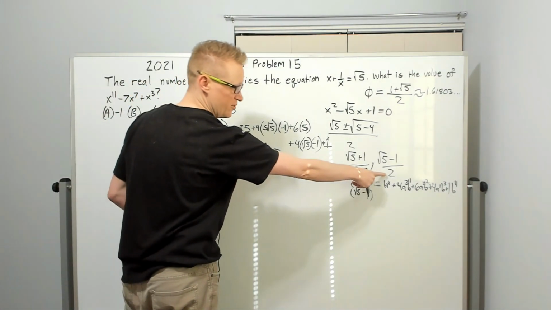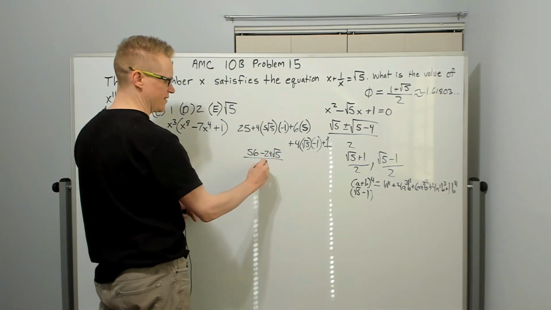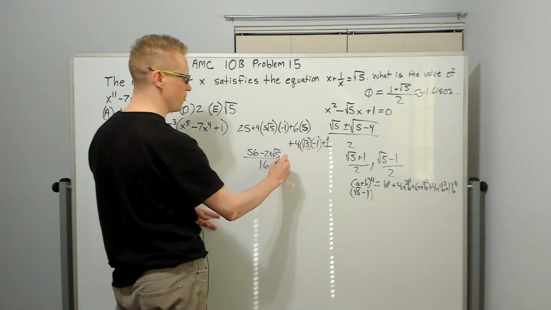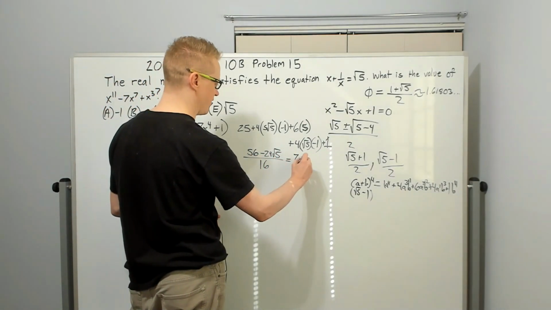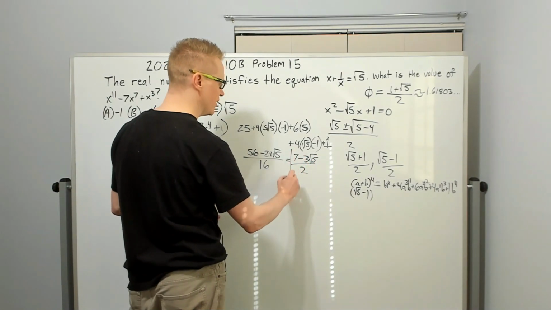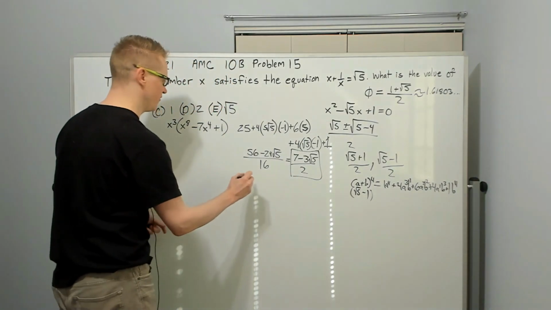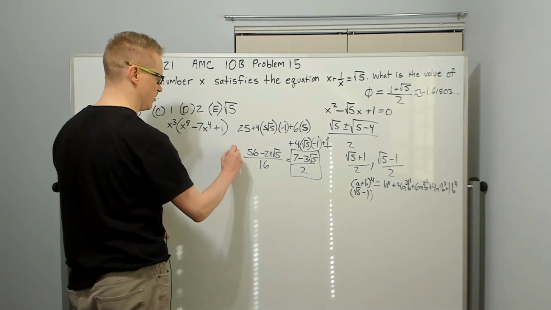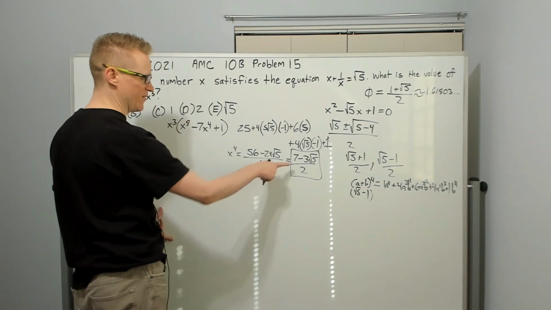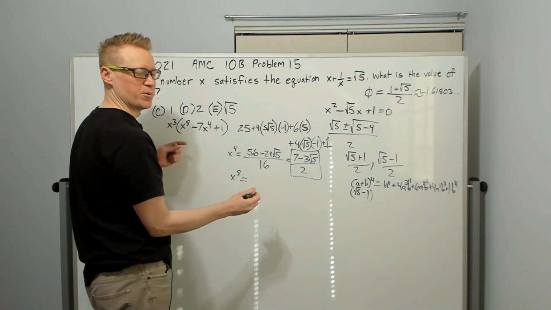All of this is over 2 to the 4th. Don't forget that. That's 16. I quickly see 8 goes into all 3. Let's simplify. 7 minus 3 root 5 over 2. This is what x to the 4th equals, right? x to the 4th equals this. Therefore, to get x to the 8th, all we have to do is square this. And that's pretty easy to do.